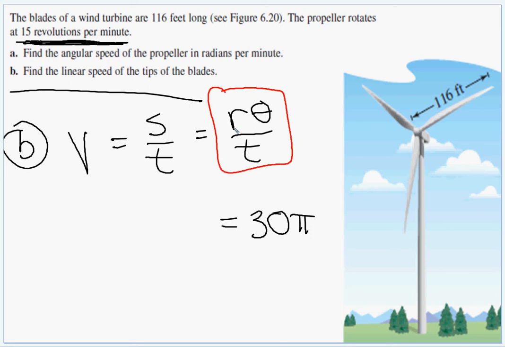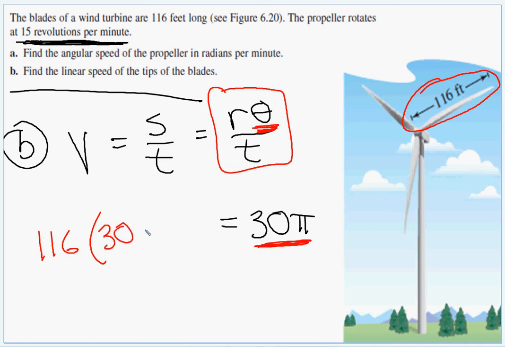Our linear speed is going to be, remember the radius of our props here is 116 feet. And we're going to multiply that by angle theta, and we just found angle theta. That's our 30 pi. And then we're going to divide that by our time units. I guess we'll just stick with per minute and leave it as a 1.